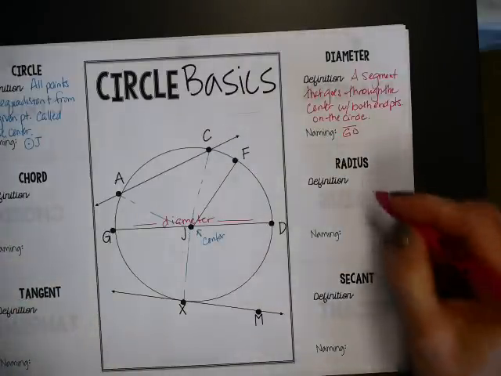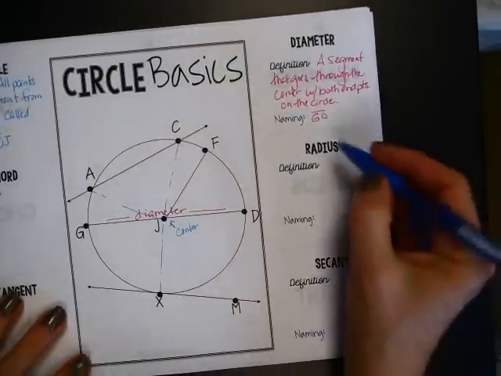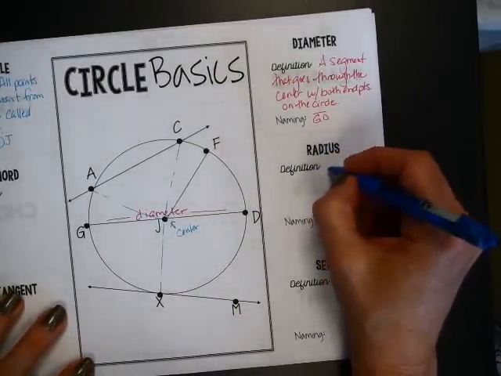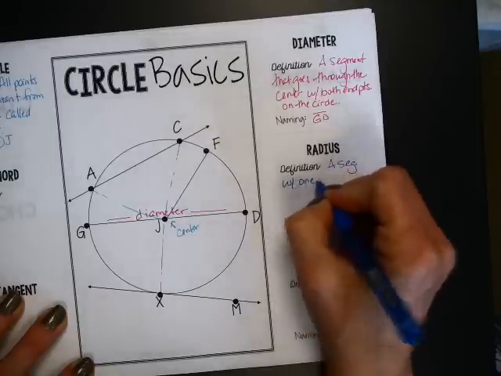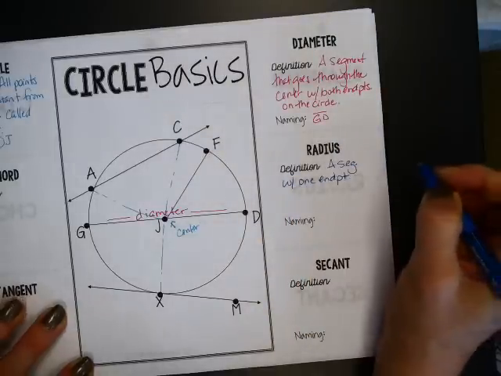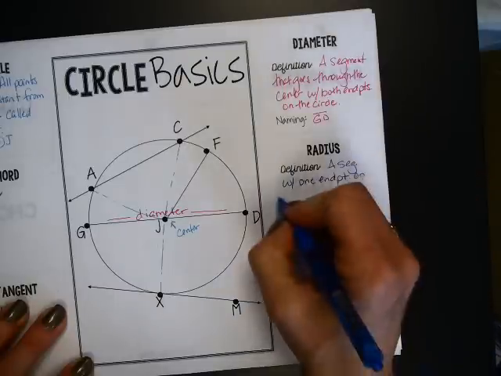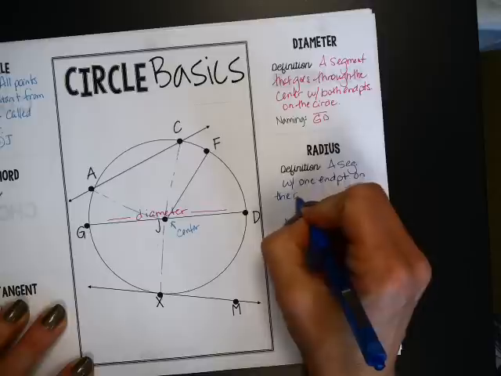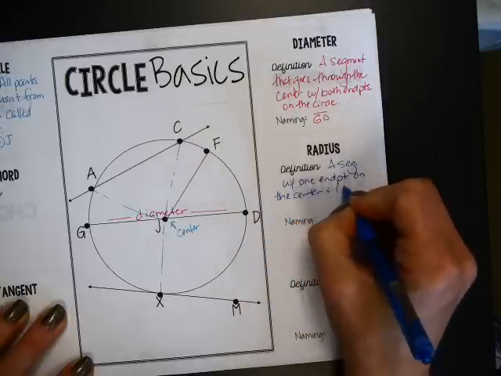Alright, next on the list, let's hit the radius. We'll go with blue. Radius definition, a segment with one endpoint I abbreviate a lot. My kids are very used to that. So a segment with one endpoint on the center and one endpoint on the circle.